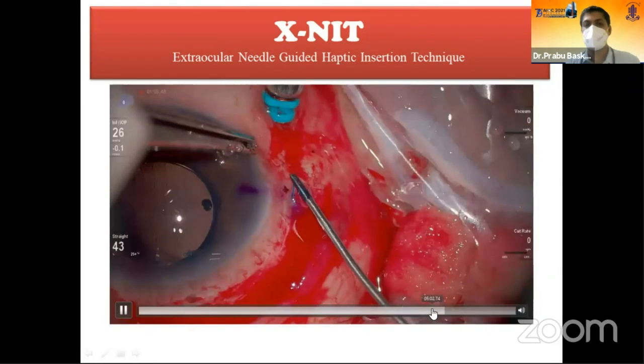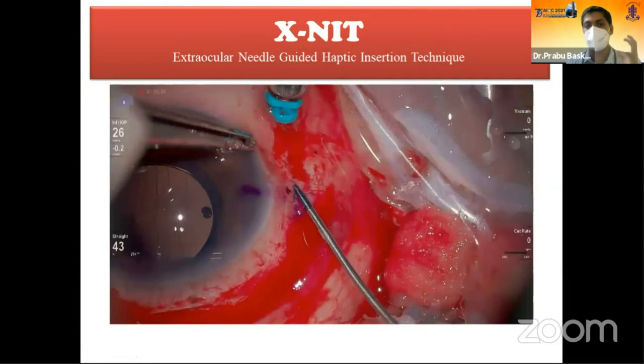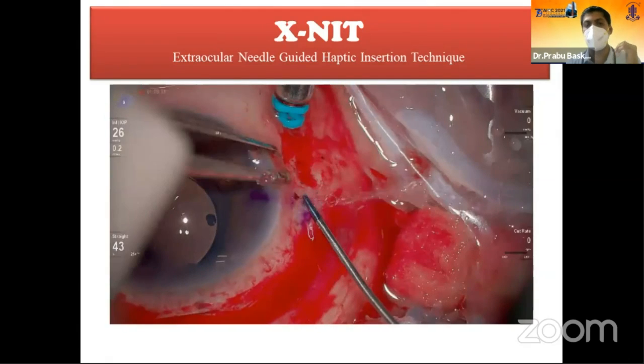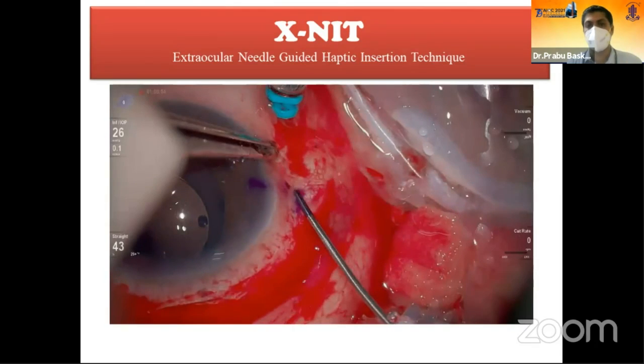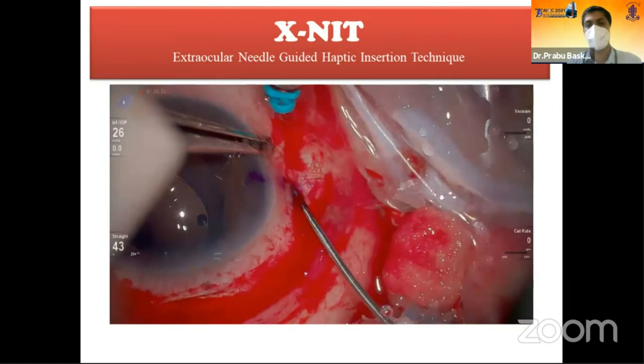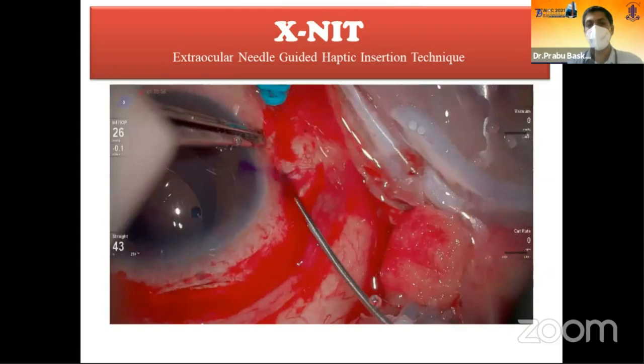Yeah. So this is critical because imagine if the tip is distorted, it's very difficult to push it into the narrow scleral groove. So it's very important that you safeguard your tip. As you can see, now I'm pushing into the scleral groove which I have made.